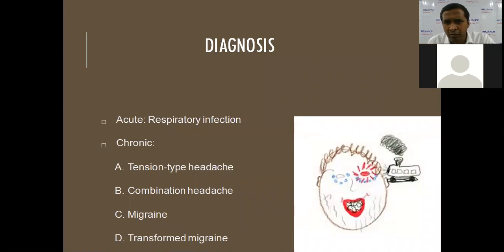So how do you make the diagnosis? If it's acute, always rule out an infectious cause like a respiratory infection or sinusitis. If somebody says they have had an acute onset of headache and have never had a headache in their life, then you need to rule out infectious pathology. If it's chronic and recurring again and again, you need to consider various other causes. It could be a tension type headache, a migraine, or a combination of migraine and tension type headache. And very rarely, patients who have migraine transform. They acquire stresses and triggers along the way, and the pattern of headache transforms. This is also called transformed migraine.